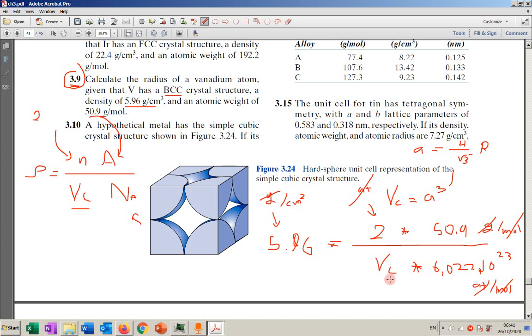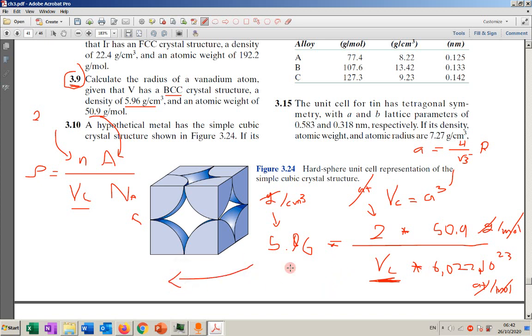Which means that the volume of the cube, or the volume of the unit cell, will be in the measure of centimeter cube. Well, I will leave it like this first. I will find even r in centimeters, but we know that the radius of atoms is very, very small. We'll always represent them in nanometers. So at the end, I can change it to nanometer.